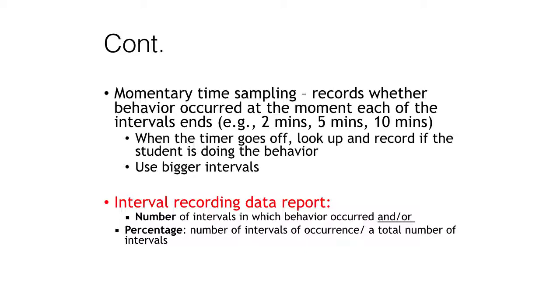Momentary time sampling is a little different. You will use a bigger interval like a 2-minute interval or 5-minute interval or 10-minute interval. You should set a timer, and whenever the timer goes off, you will look up and see if the student is doing the target behavior at that moment. So it's really convenient for busy teachers because they don't have to look at the child the whole time, right?